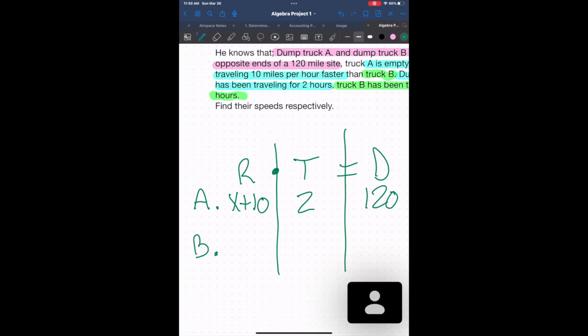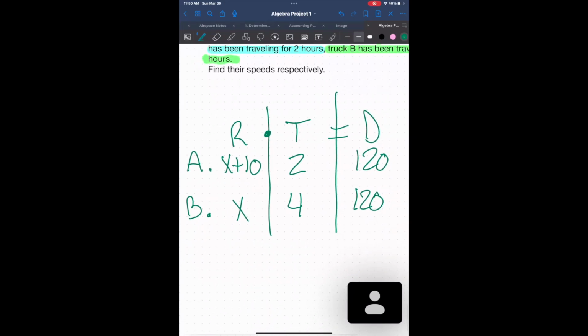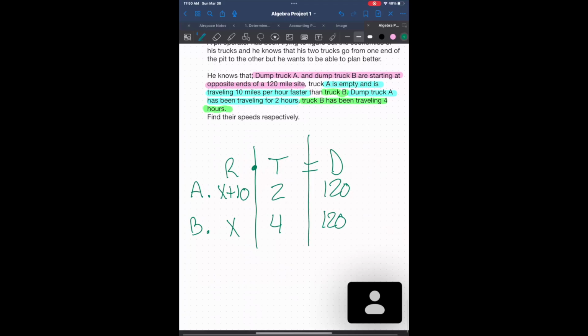Okay. So the rate for B is just X, right? Because he's the one being compared to. We know that he's been driving for 4 hours. We know his distance is 120. Following with me? Okay. So we know that A plus B equals C.